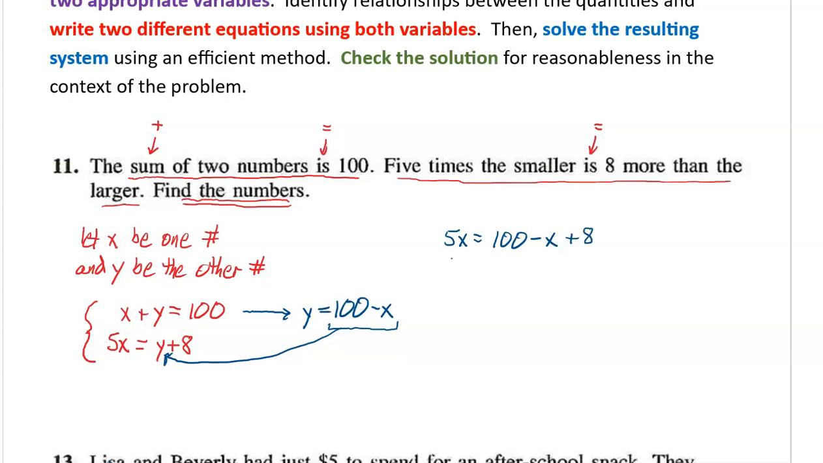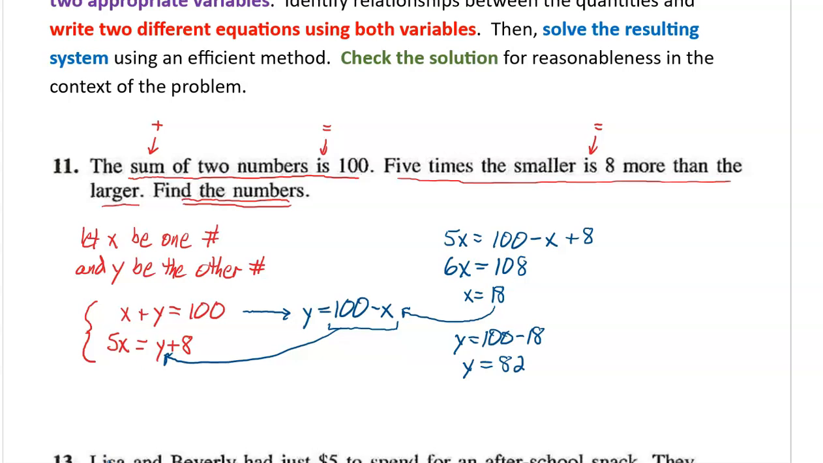Add x to both sides, creating 6x. Combine 100 plus 8, creating 108. Now divide both sides by 6, and the result is 18. Now substitute again. Take the 18 and use it in place of the letter x. So we have y is equal to 100 minus 18. Therefore, y is equal to 82.